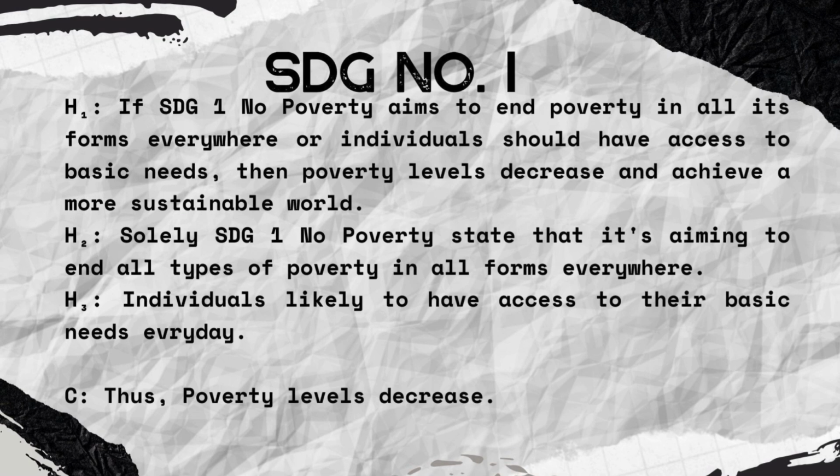Hypothesis number 1. If SDG 1 No Poverty aims to end poverty in all its forms everywhere, or individuals should have access to basic needs, then poverty levels decrease and achieve a more sustainable world. Hypothesis number 2, surely SDG 1 No Poverty states that it's aiming to end all types of poverty in all forms everywhere. Hypothesis number 3, individuals are likely to have access to their basic needs every day. And conclusion, thus poverty levels decrease.